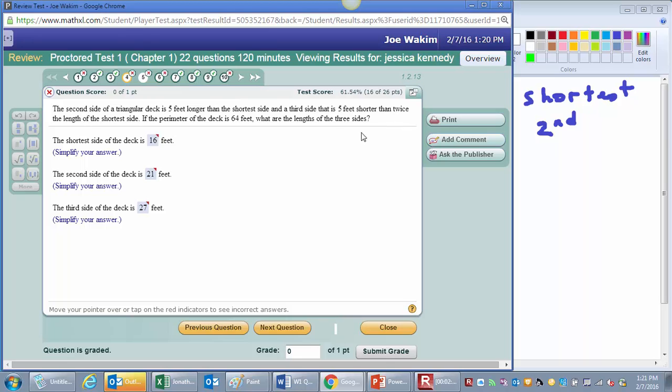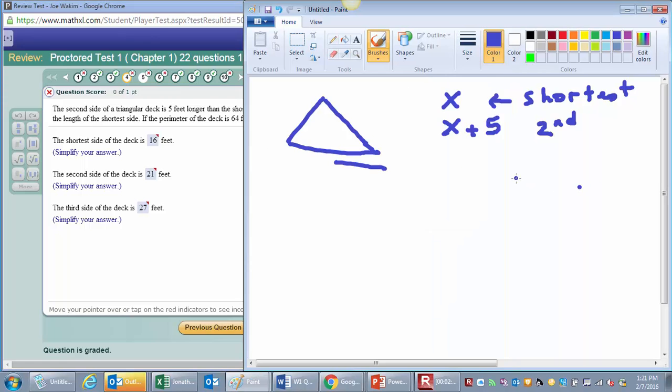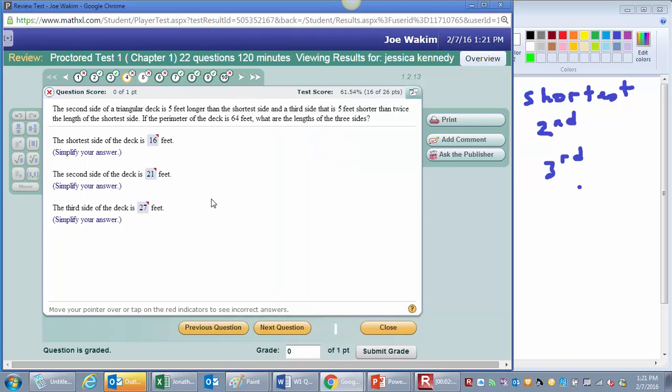5 feet shorter than twice the length of the shorter side. So twice the length of the shorter side is 2x, and it's 5 feet shorter. So that would be the third side. So 5 feet shorter than twice the length of the shortest side. If the perimeter is 64, what's the perimeter?